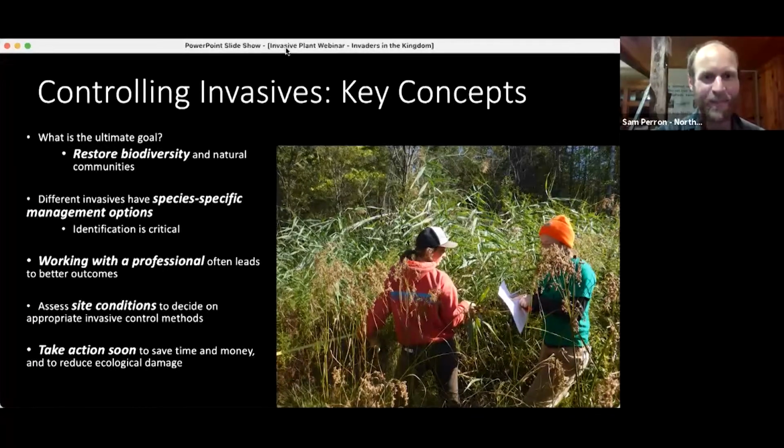There are fantastic apps that you can load on your phone. They're really helpful. I was resistant to that for a long time, but they are super helpful. And also great information on VT invasives.